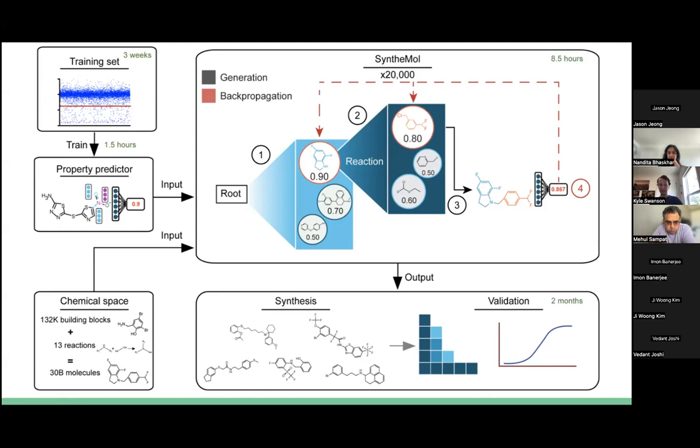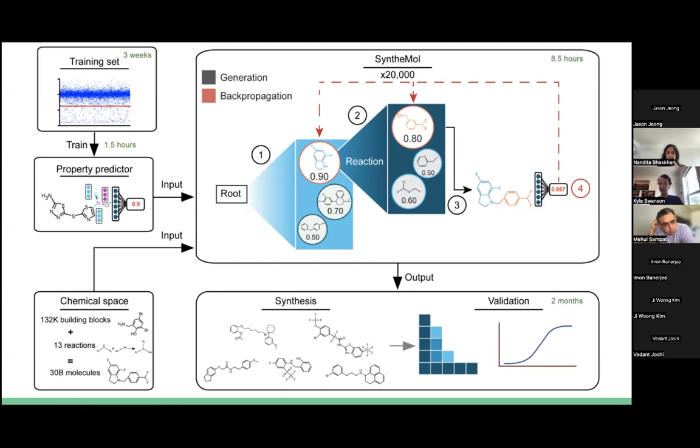that could be synthesized. So those two things, the property predictor and the chemical space, they act as input to our generative model, SyntheMol. And then SyntheMol itself, its core challenge is to explore this chemical space in a really intelligent manner so that it doesn't have to go one by one through, let's say, all 30 billion molecules. Instead, it'll intelligently choose some building blocks and some reactions and quickly identify those molecules in this chemical space that have that property that you're interested in.